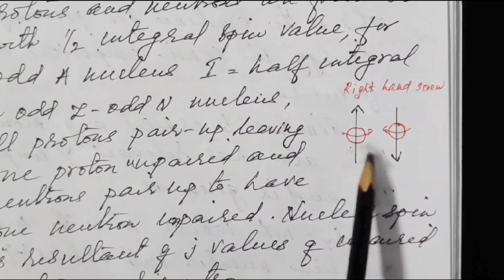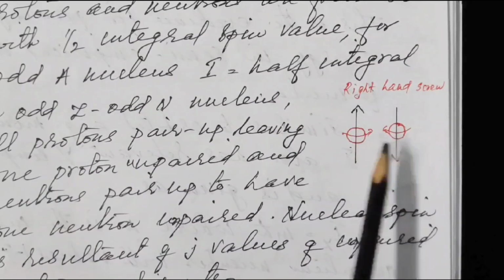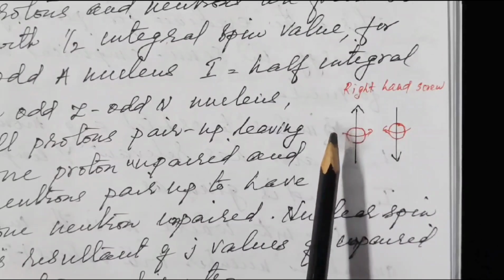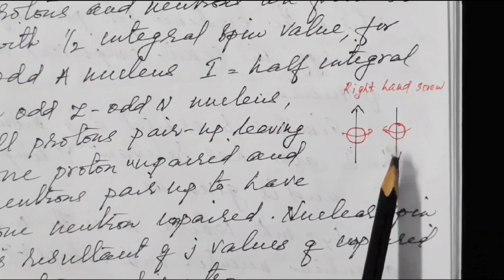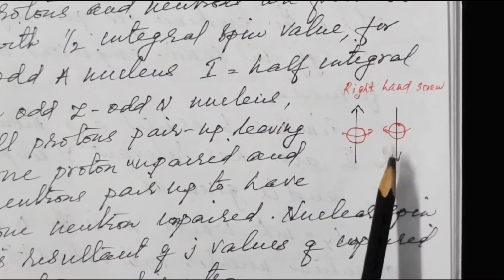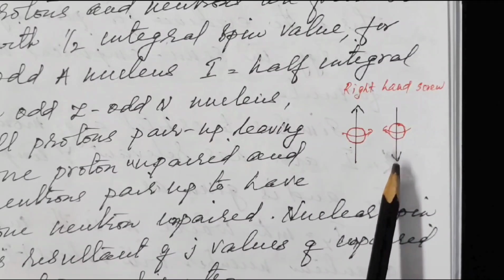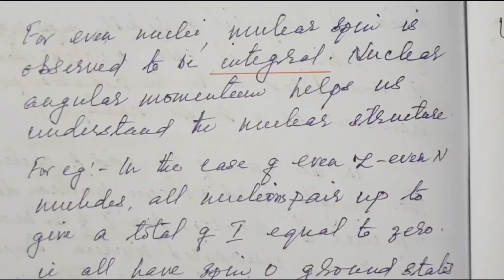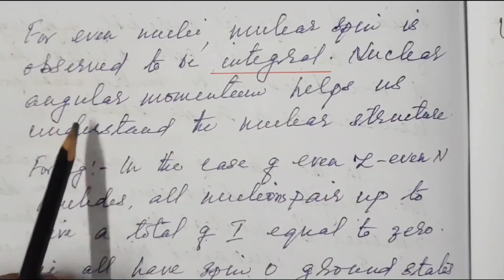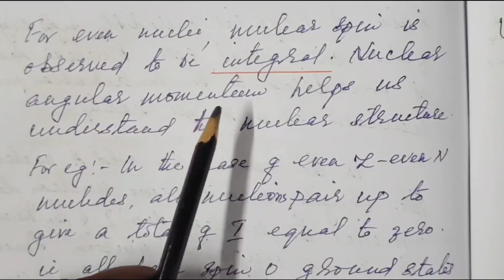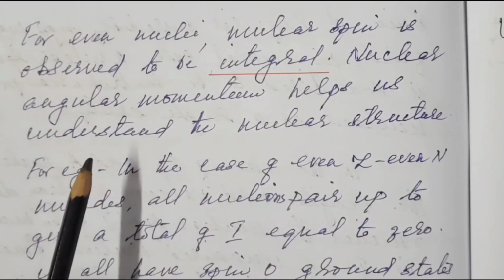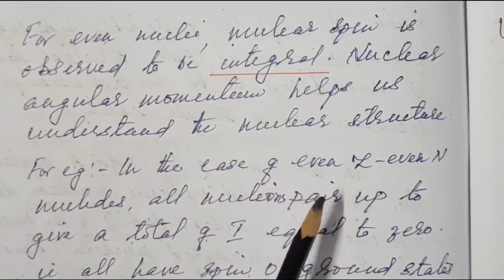So, if we consider these two as a pair of protons, these two protons have angular momentum in opposite directions, that is +1 and -1. The spins of these two cancel each other. If this pair cancels each other, it contributes I as 0. And for even nuclei, nuclear spin is observed to be of integral value. Nuclear angular momentum thus helps us understand the nuclear structure.